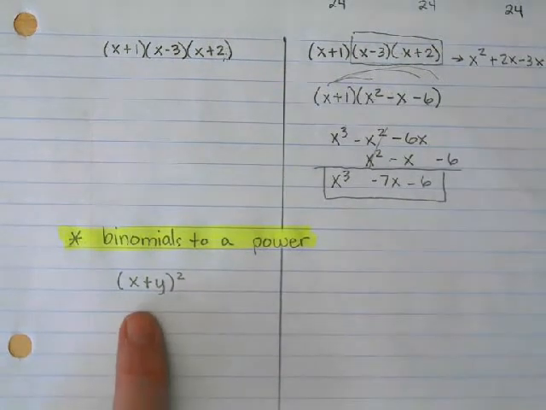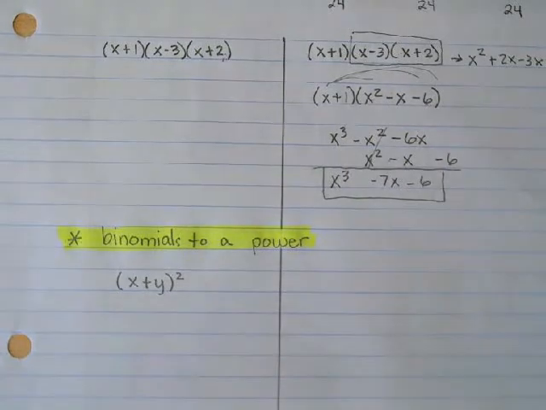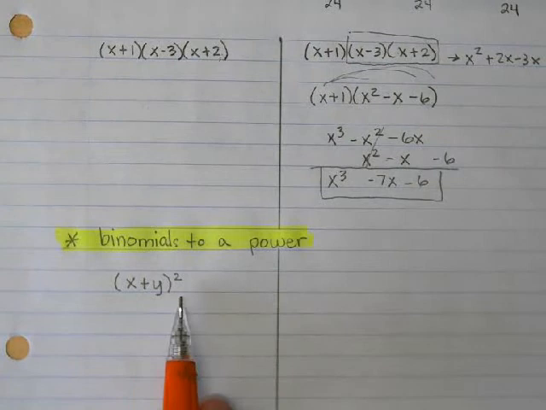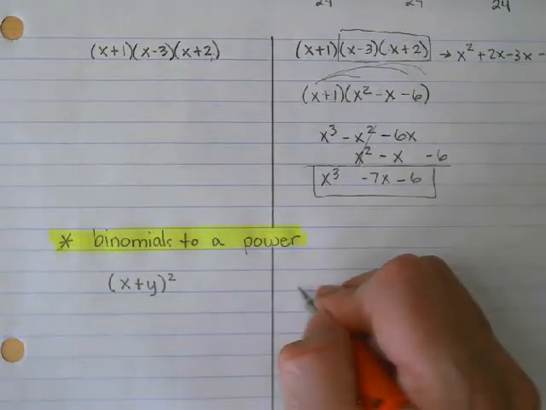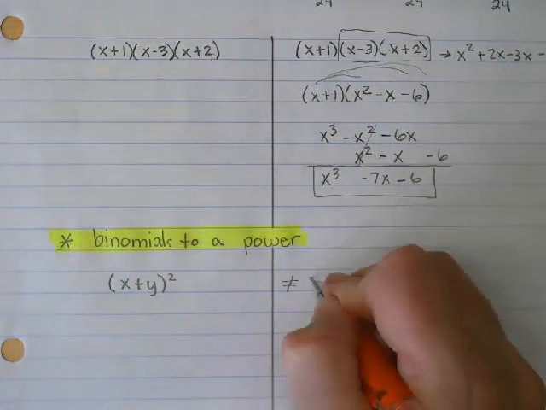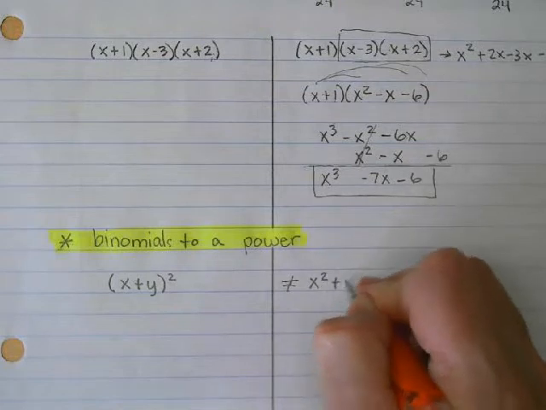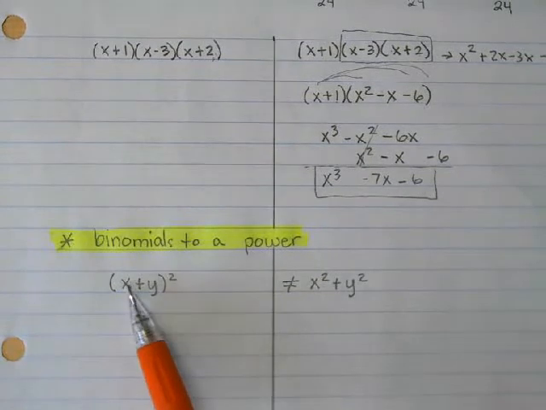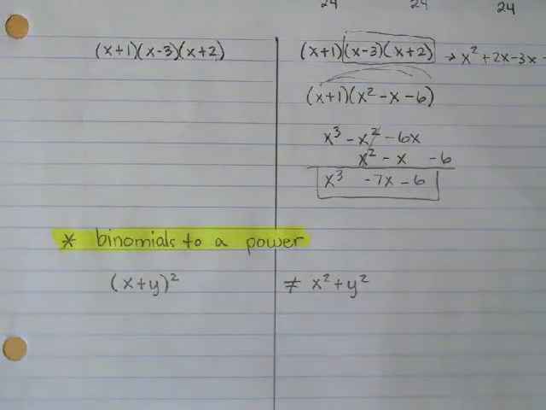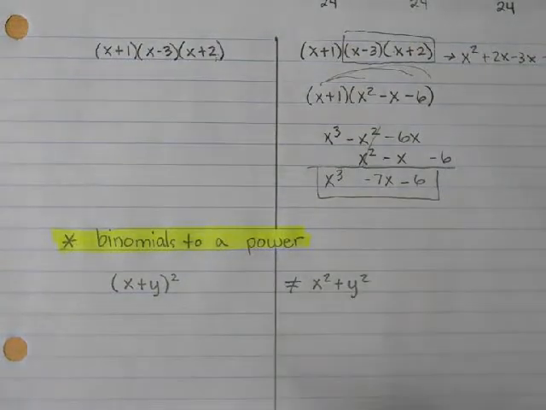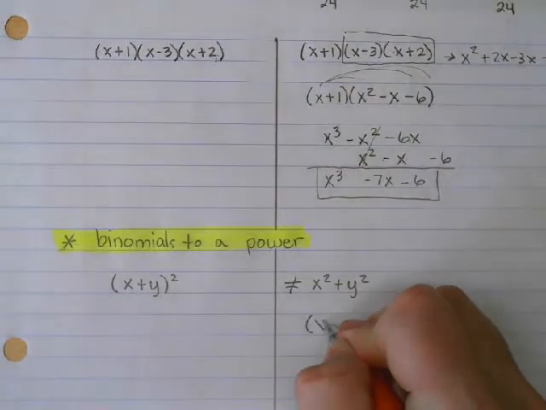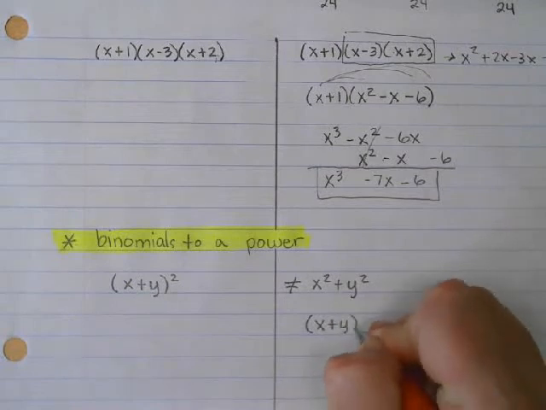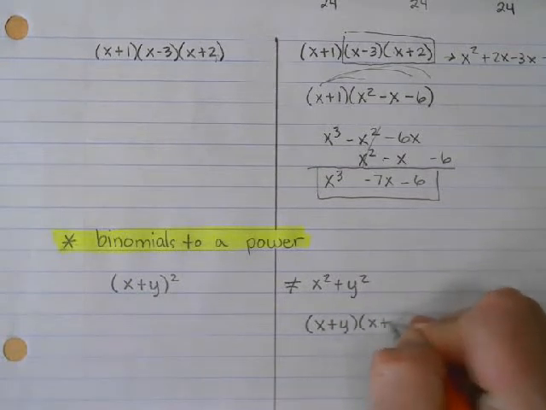Okay, so this is a binomial squared. And remember, we talked about a couple of days ago, we said a binomial squared is not x squared plus y squared. You could only apply that 2 to everything inside of here if it was a monomial, but not to a binomial. So what you have to do in this case is write x plus y times x plus y.